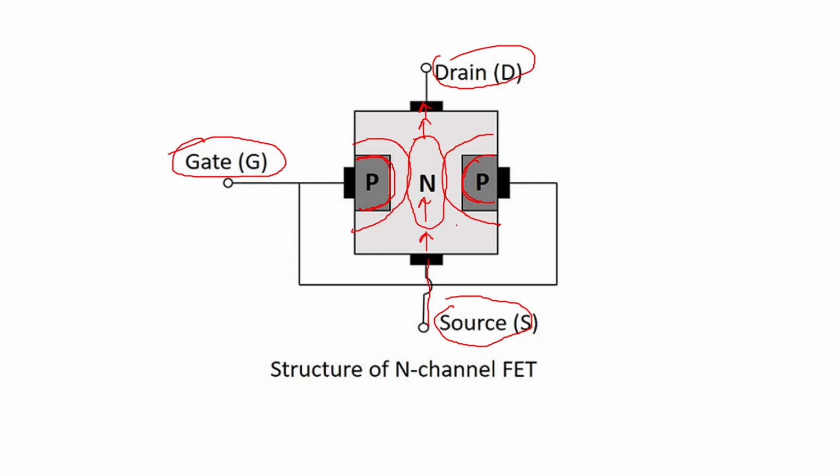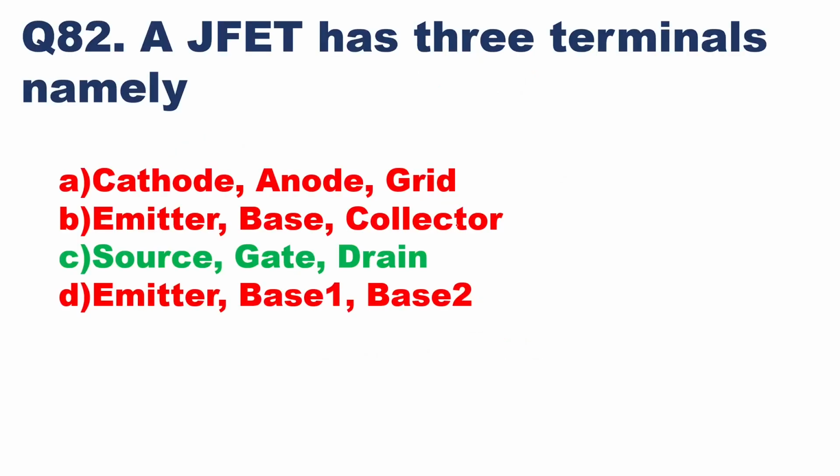Okay, now in this question, it has been asked what are the three terminals of a JFET. So the three terminals of JFET will be source, drain, and gate. So here you can see option C, that is source, gate, and drain, will be the right answer. Then we'll go to the next question.